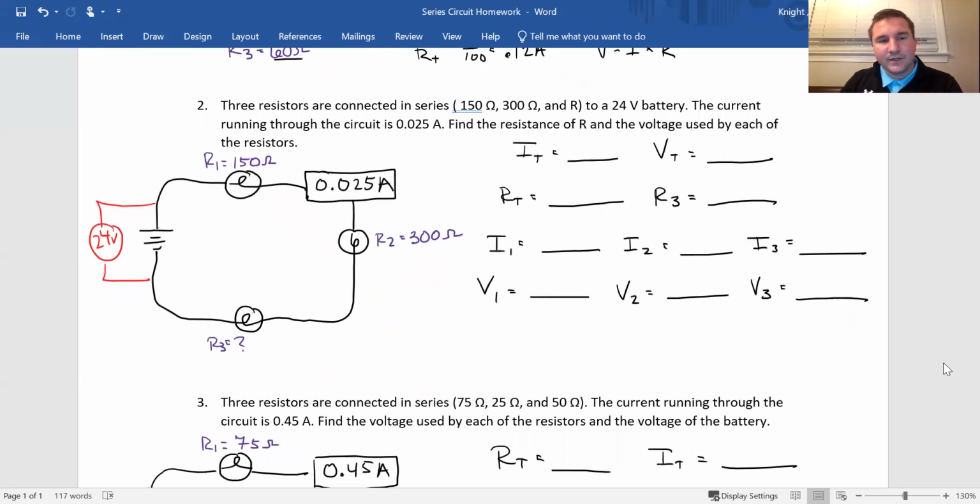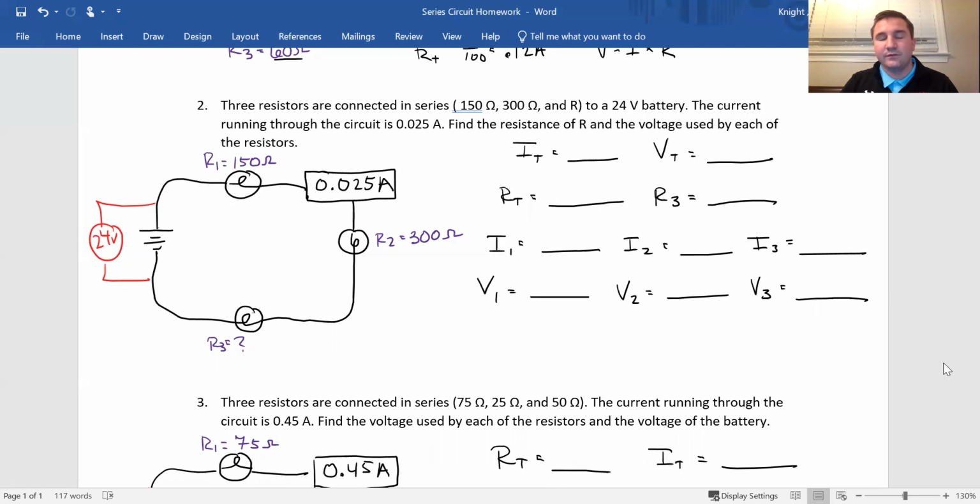All right, so second problem, we've got 3 resistors connected in series, 150, 300, and question mark. We don't know. So I've got my series circuit. I've got 150, 300, and not sure. I know the battery voltage is 24, so that goes right there. And I know the current running through the circuit is 0.025. So I made a note of that right here.